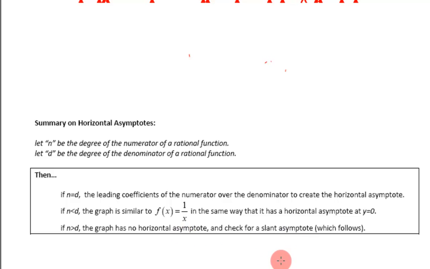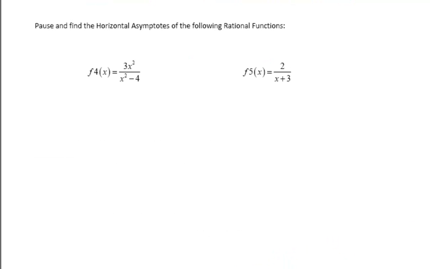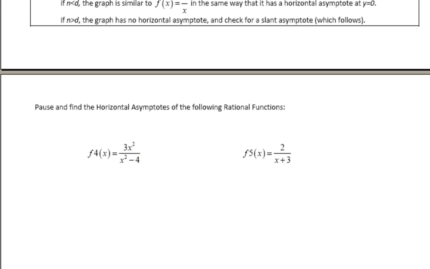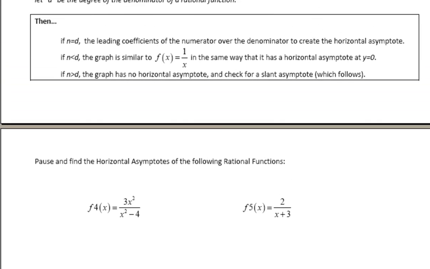Next video. All right, what we want to do here is then try a few examples. So here's F4 and F5. Look at these and think about what the horizontal asymptotes of these functions are. So remember, you're comparing powers. There are the directions for comparing these powers and finding the horizontal asymptotes. So do that now and pause the video and then check back with me.